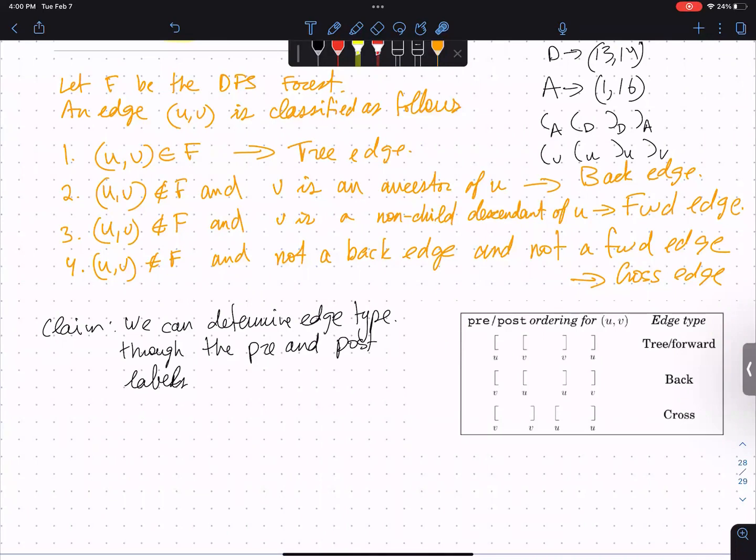No, it could be the other way around. The V here and the U here could be swapped. It's just that they're disjoint. Other questions?